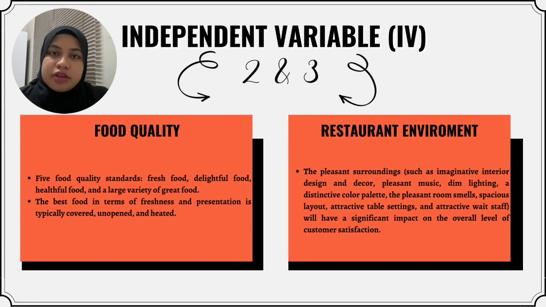Assalamualaikum and hi, my name is Nuraisha Fazli binti Muhammad Turidi and I will present independent variables 2 and 3. The independent variable 2 is food quality. Food quality standards are fresh food, delightful food, and a large variety of great food. The best food in terms of freshness and presentation is typically covered, open, and heated. Next is independent variable 3, which is restaurant environment.